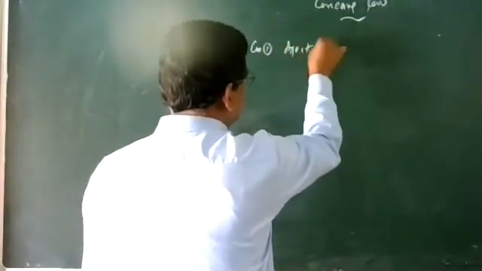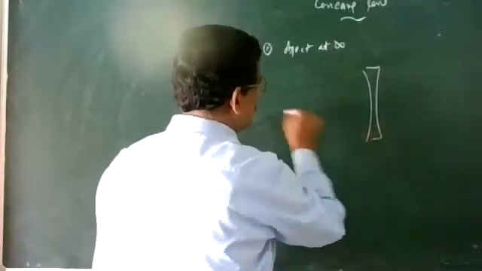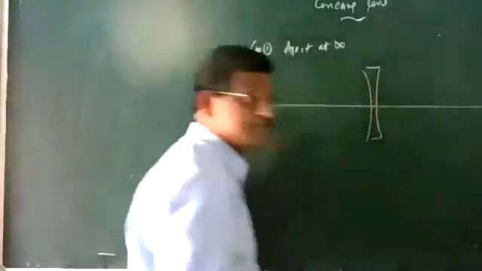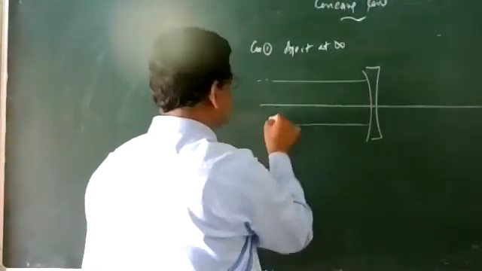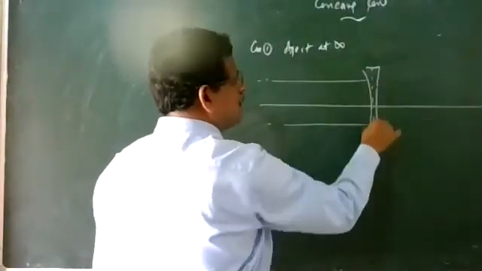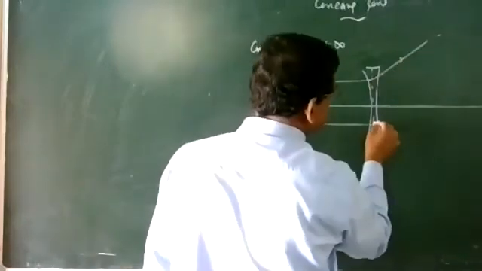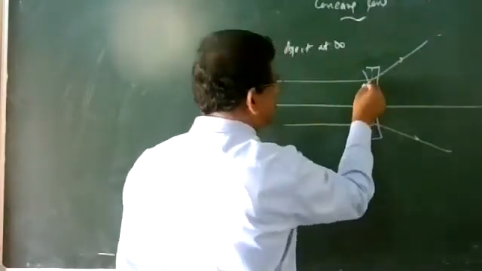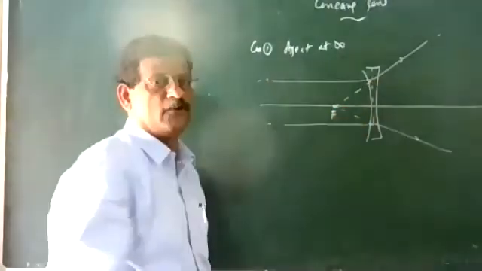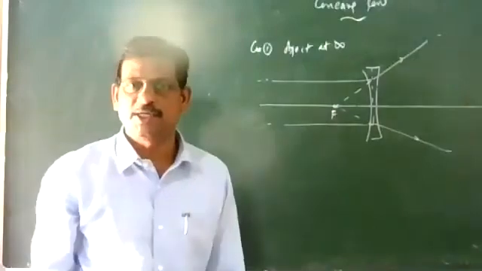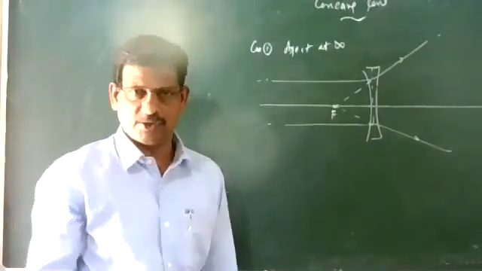Object at infinity. These are rays parallel to the principal axis. After refraction, as shown in the diagram, they appear to come from a point here. So the image is formed here at F. So when the object is at infinity, the image is formed at focus.